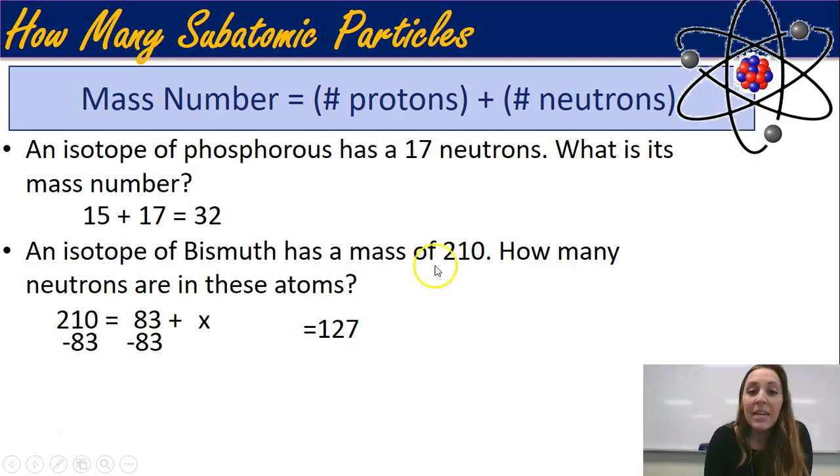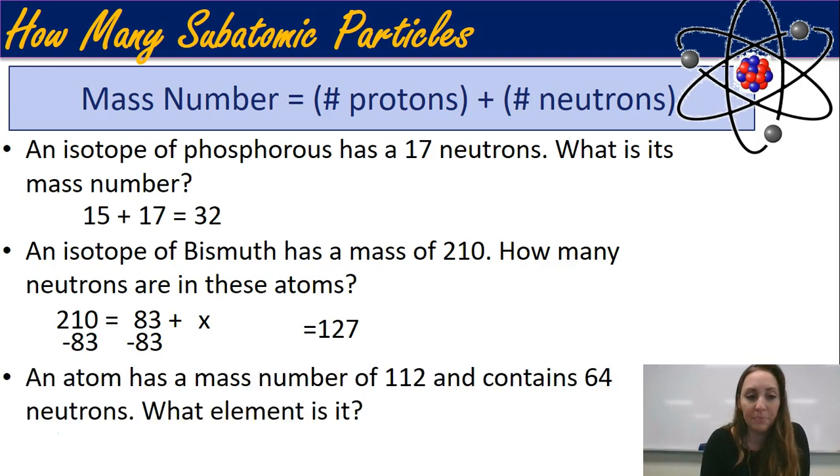Another way to think about it is you have 210 nucleons. 83 of those are protons, so the rest of them have to be neutrons. So you can quickly jump to 210 minus 83.